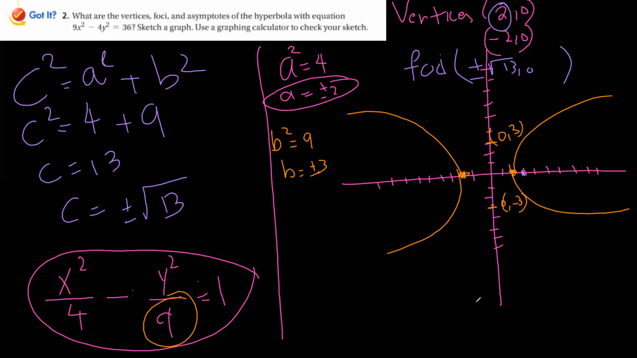This is the focus, and this is another focus. Here the foci are square root of 13, 0, and negative square root of 13, 0. Then let's now draw the asymptotes.